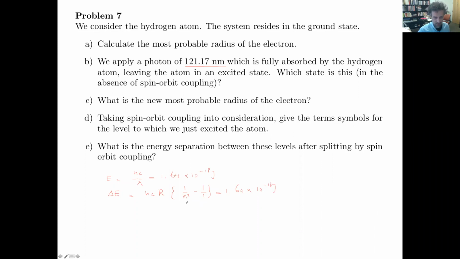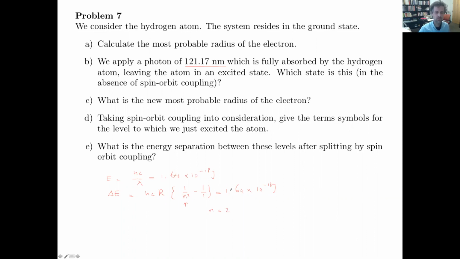I know everything except for this little guy here, n squared, and that is exactly what I need because that gives me the principal quantum number of the final state. Okay, so that's the answer to my question. So I just have to reorder this and isolate n squared, and if we do that, we don't have to do it every step. Then we find n equals 2.